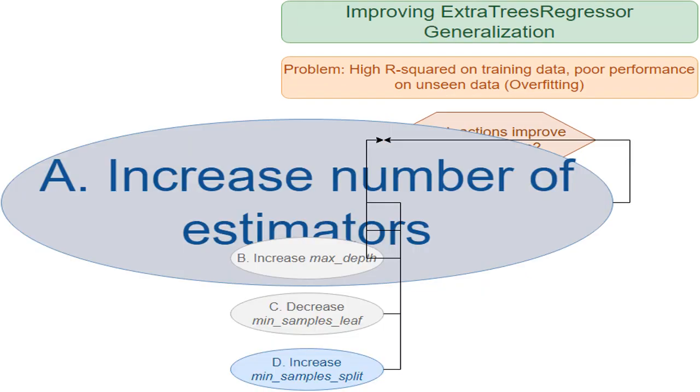Increasing the number of trees, estimators in our forest averages out the individual trees' errors. This generally improves the model by reducing overfitting and improving generalization. Think of it like getting many opinions and averaging them out for a better result.